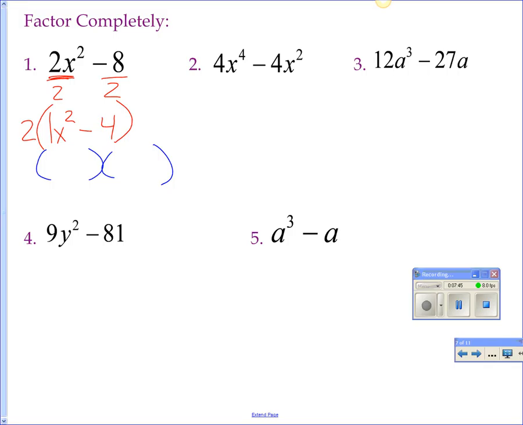Jesse, how does x squared minus 4 split? Are the signs going to be the same or different? And how do you split 4? So plus 2 and minus 2. And guys, this 2 out front just drops down. So that's the answer. Okay? So we're doing 2 steps in one problem today. Okay? All right, number 2.